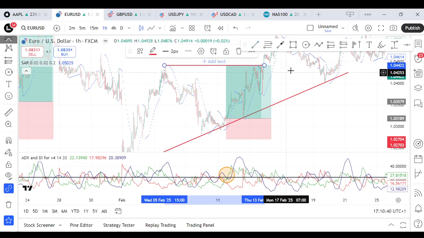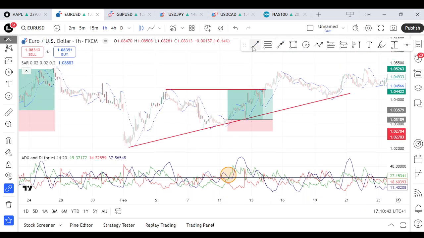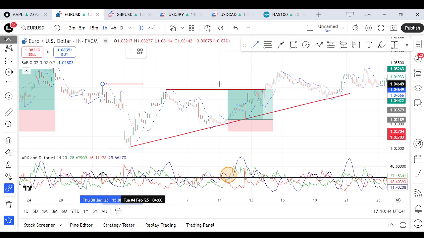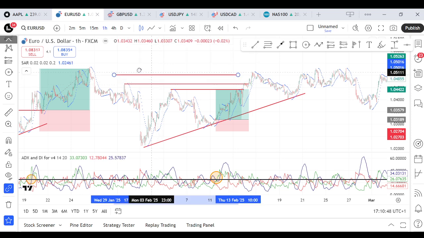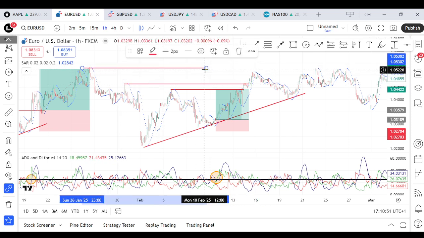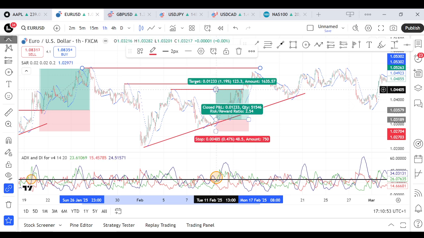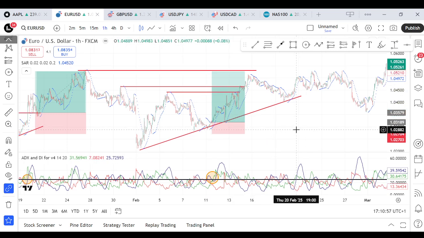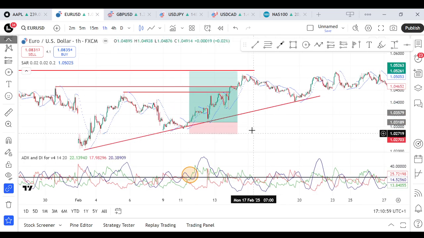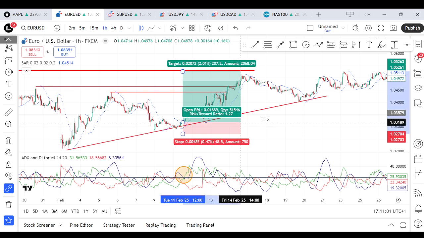resistance levels like this one, whichever one you choose, all the way up, and you could just target all the way up and allow price to run. You can also use your parabolic SAR as a trailing stop loss.